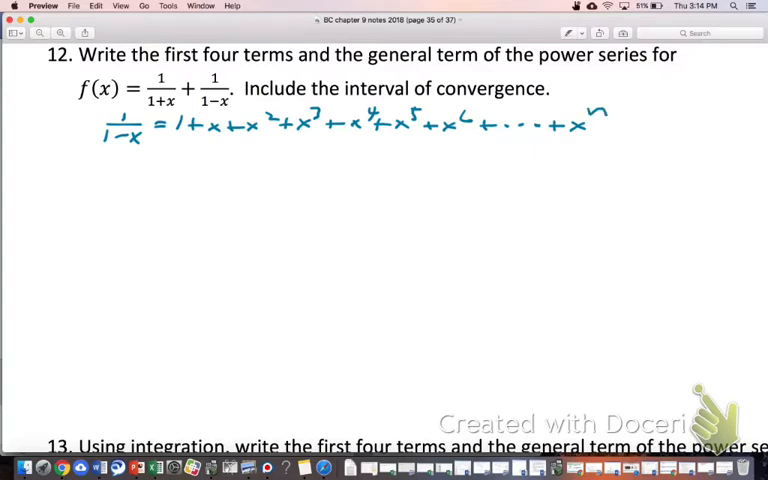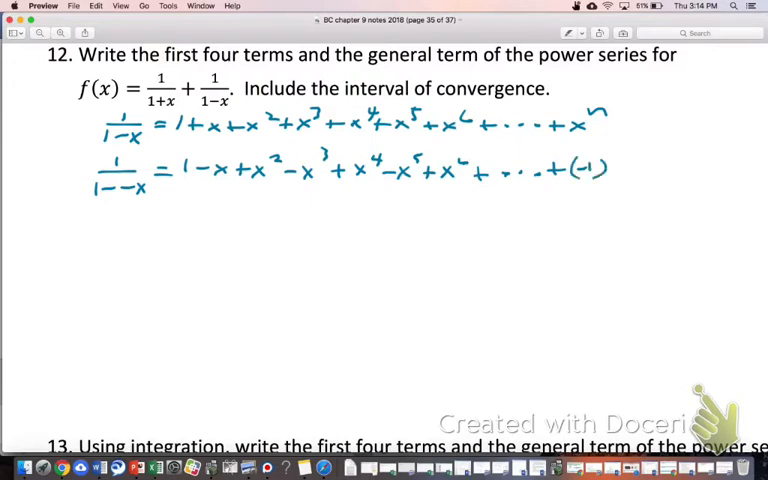And then 1 over 1 plus x would just be 1 over 1 minus negative x with that substitution there. This would give me essentially the exact same series, just alternating instead of not. So we get this like so. And then I guess we could say this would be negative 1 to the n times x to the n.